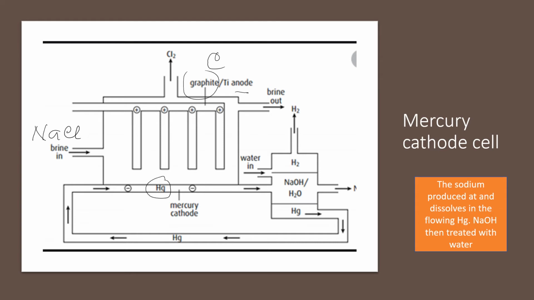The products are hydrogen, NaOH, and chlorine. The sodium produced is dissolved in the flowing mercury, Hg, and the amalgam is then treated with water to give NaOH.